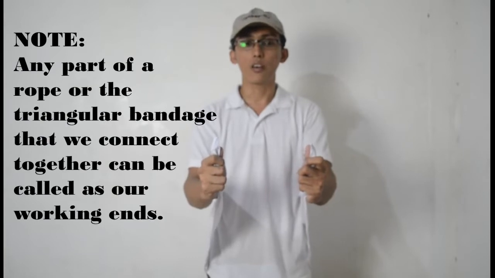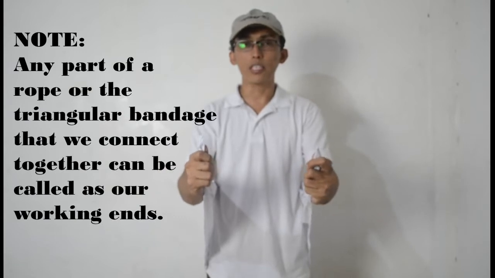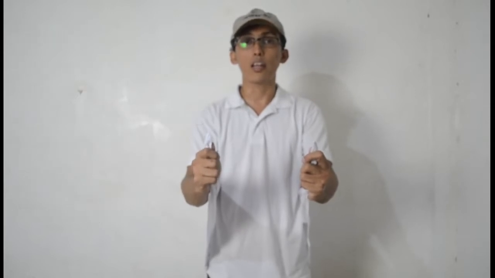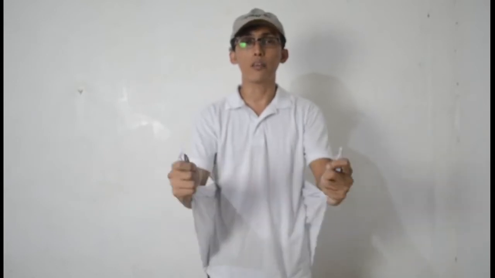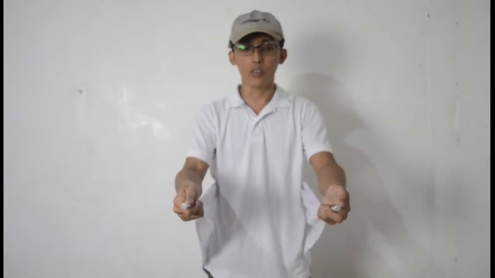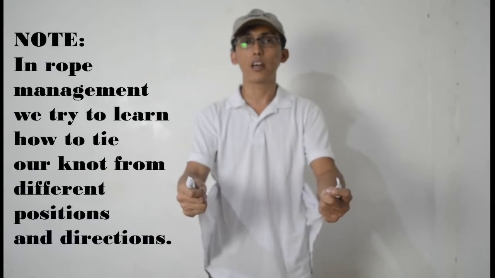As an addition, by the way, the 3 points in our triangle, or any part of the triangular bandage that we connect together, is what we can also call a working end. So the right tail and the left tail, once we connect them, we can consider them as working ends. In the thumbs up position, the first thing that we have to do is to remember the formula: right over left, left over right, or vice versa. Left over right, right over left.